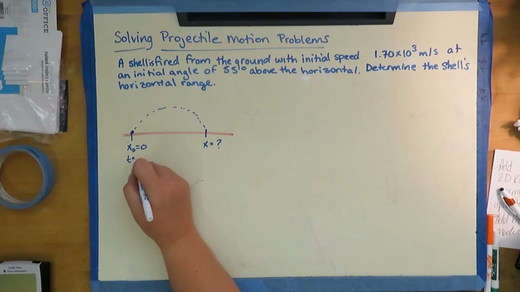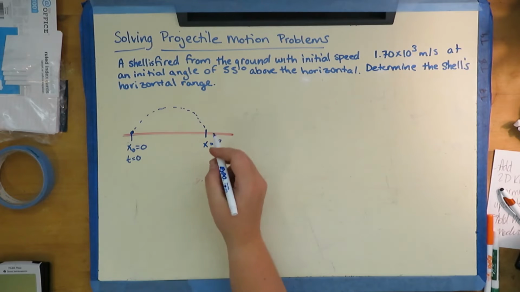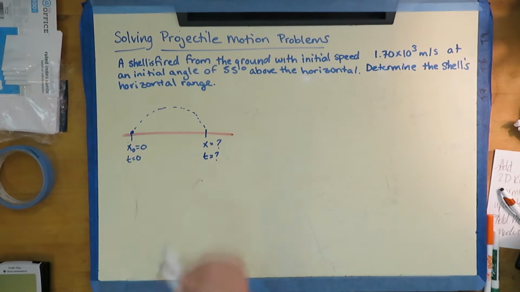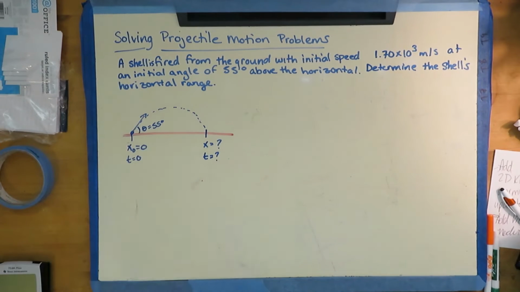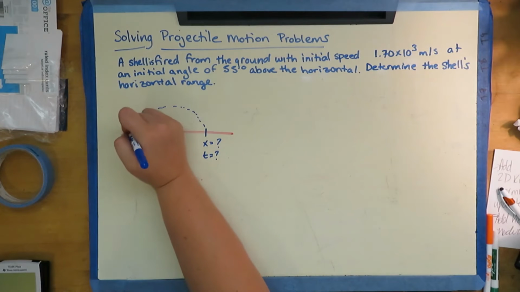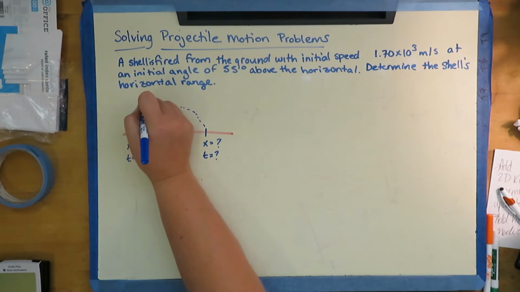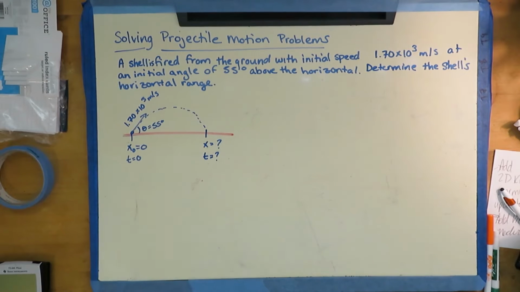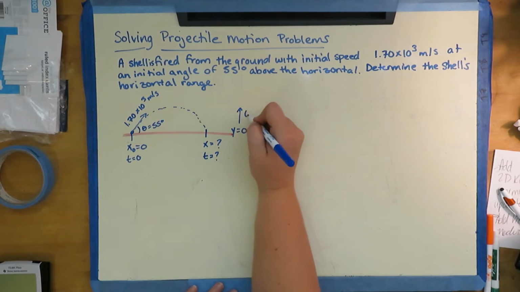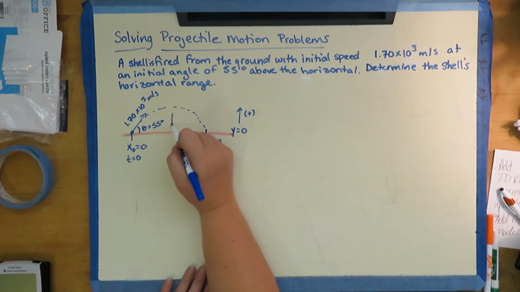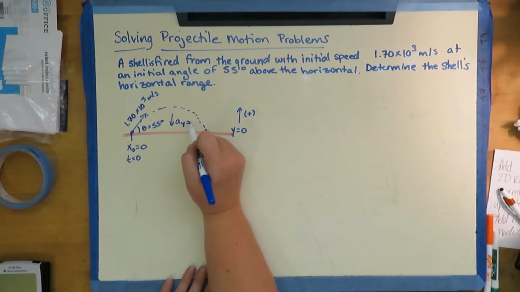So that's ultimately what we're trying to find. We can define t equals 0 to be the time there that it leaves, and t to be the time that it hits the ground. Now we don't know any of that information. We do know that it's launched with an initial angle of 55 degrees above the horizontal. And then that initial speed is 1.70 times 10 to the third meters per second. And we could define y equals 0 to be the ground. Essentially what I'm doing by setting y equals 0 to be the ground, I'm defining the upward direction as positive. So I'm defining the acceleration in the vertical to equal negative g.